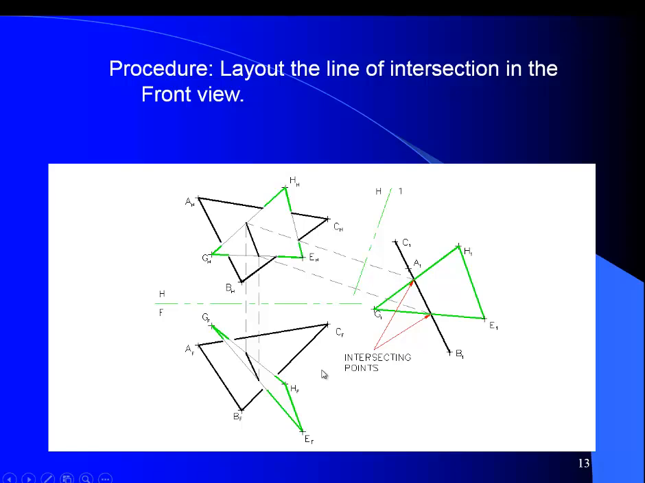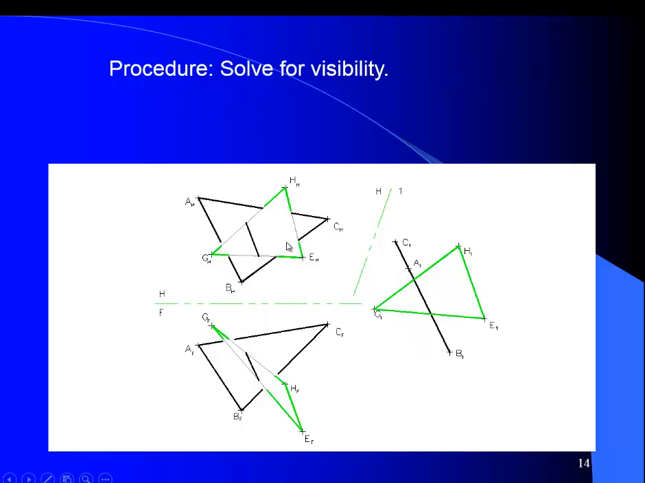Then we're going to solve for visibility. So just like we did with a line and a plane, except this time we're looking at which plane is on top rather than a line versus a plane. So for example, on this intersecting line, plane EGH is on top either to the left of this intersection line or to the right of the intersection line. So I need to figure out which one's on top. And I could actually take six possible apparent intersections to figure that out.